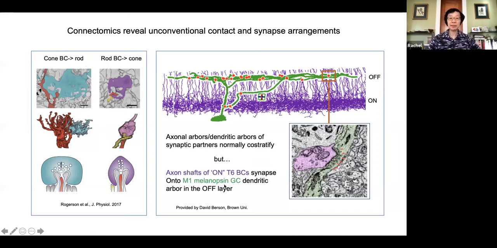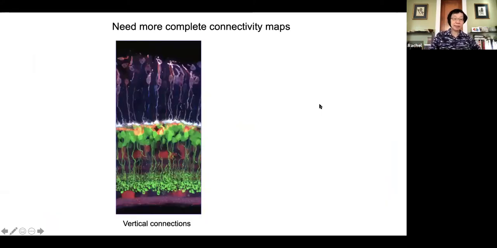But in this particular cell, the M1 melanopsin ganglion cell, its arbor is actually in the off sublaminar, but it's receiving connections from this on bipolar cell, which stratifies in the on layer, and it receives connections from the axon shaft. So this is rather unusual connectivity between 2 partners that actually do not meet really in terms of the density of their space. Well, with this and even more examples that we don't have time to go to, we've learned a lot about circuitry, but we need even more, I think, complete maps.